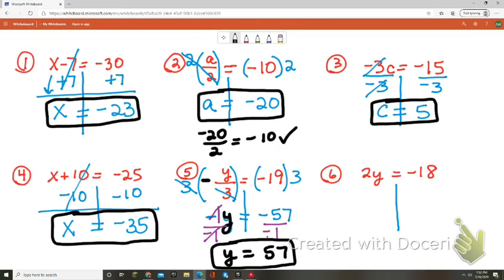On problem number 6, 2 is right beside the y, so the 2 and the y are being multiplied. So we're going to undo multiplication with division. So we're going to divide both sides by 2, and we're left with y equals negative 9.